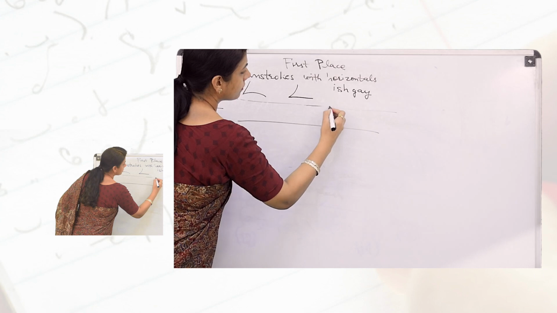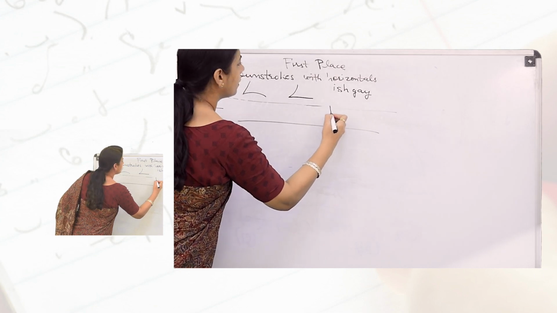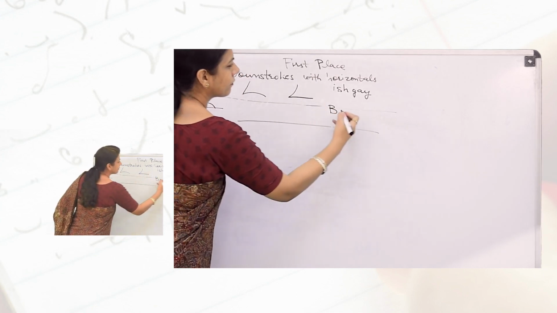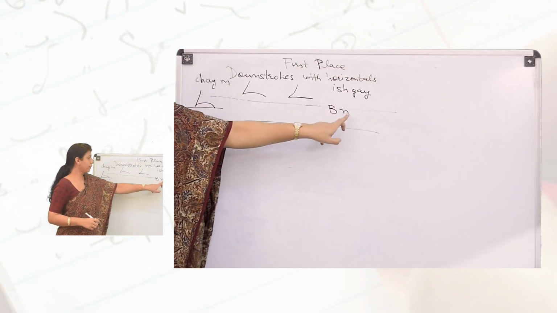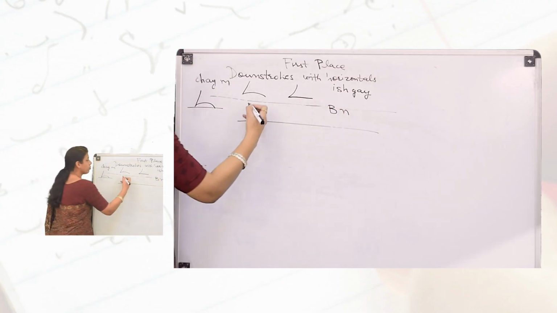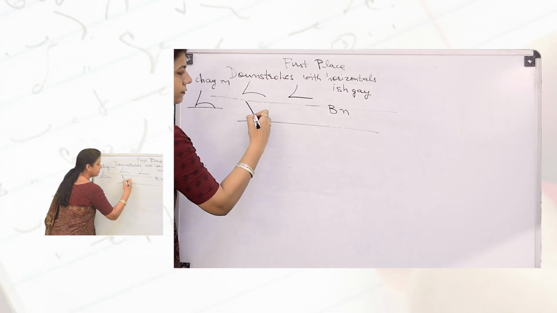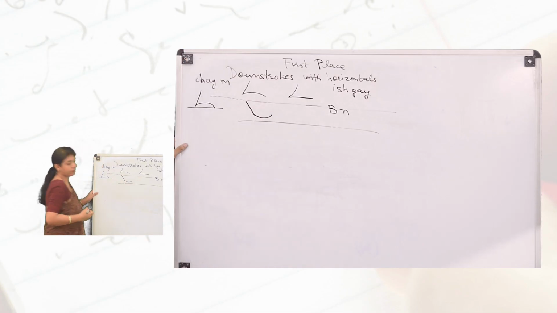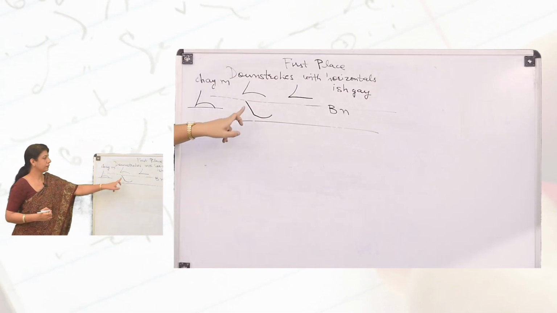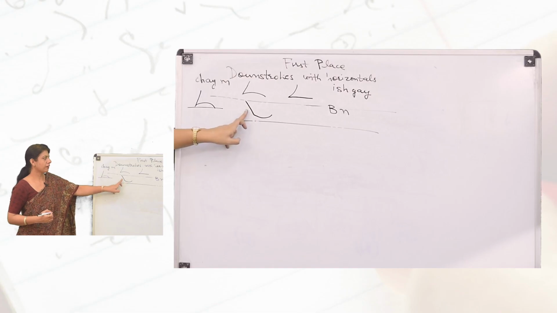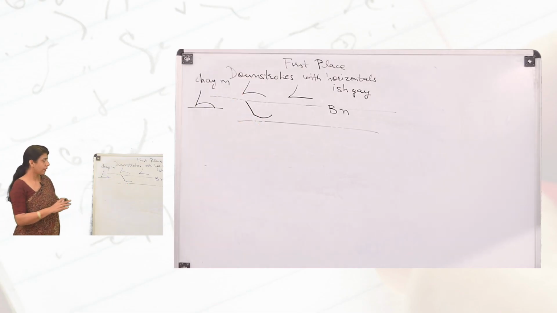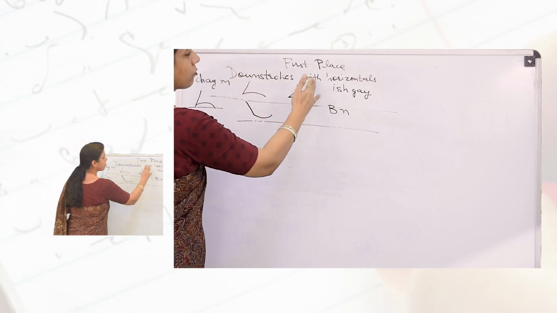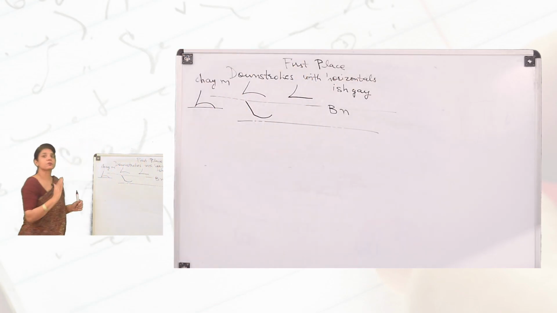Downstroke is like, suppose if we take B and N. B downstroke hai aur N horizontal. So B ko hum banayenge above the line. Jahan B khatam hoga wahan se N ban jayega. First place pe humne kya kara? We have done the joining of B and N at the first place. So this is downstrokes with horizontals at first place.